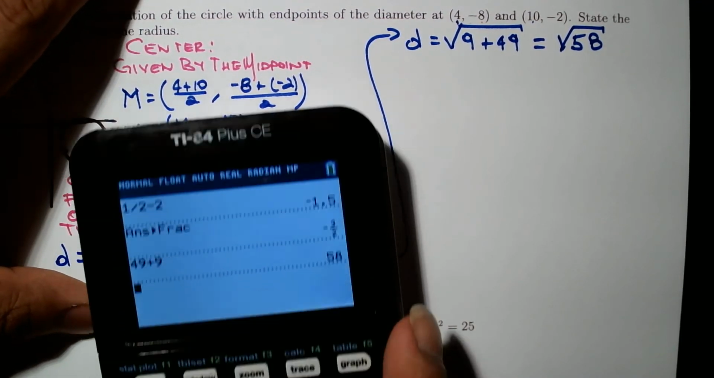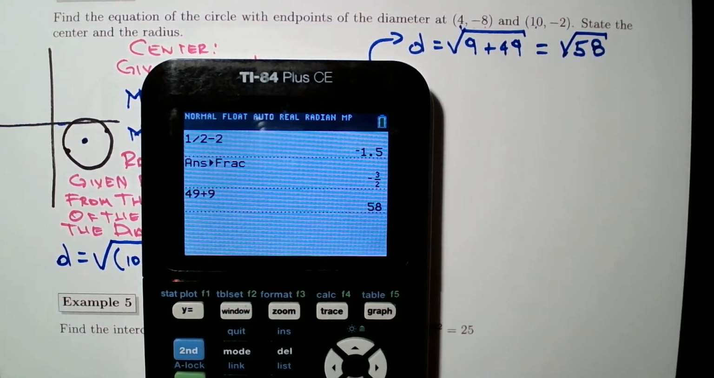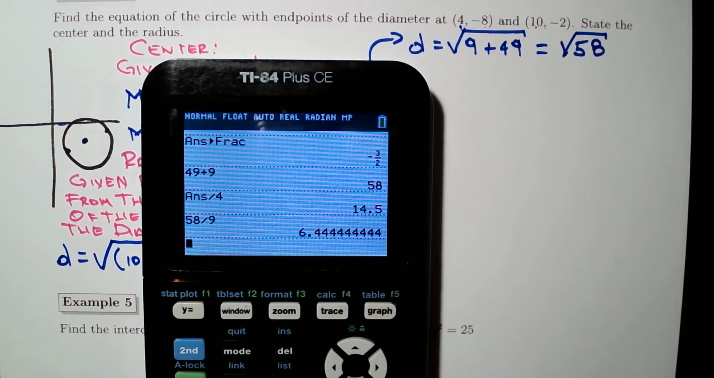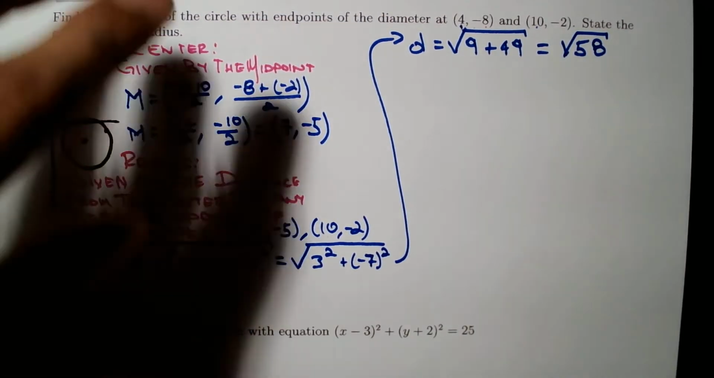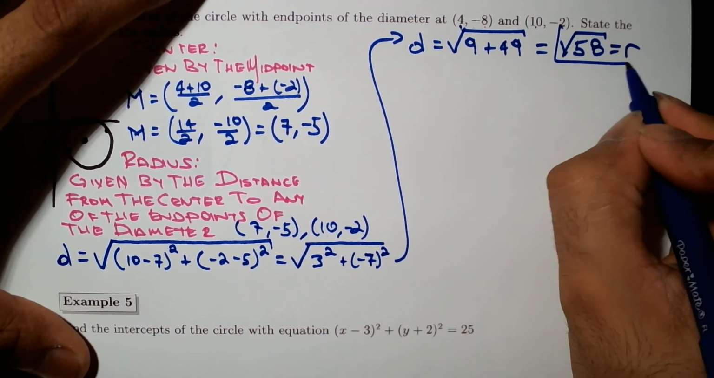Can we simplify that any further? Let's find out. 58, I'm going to divide that by 4. No, I'm going to divide by 9. It's not going to work either. 58 divided by 25, of course, it's not going to work. Of course, by 16 it's not going to work either. And I think that's about it. So we won't be able to simplify this number. So this is the radius.